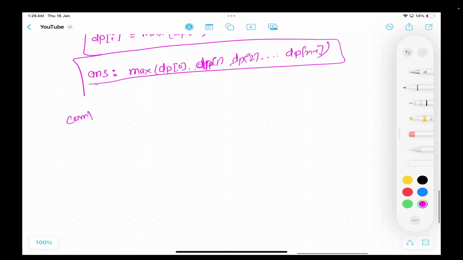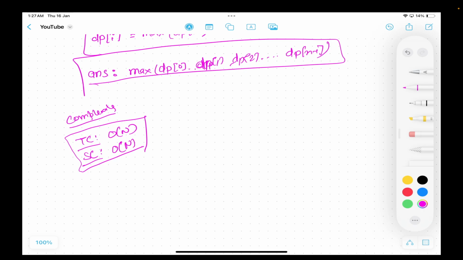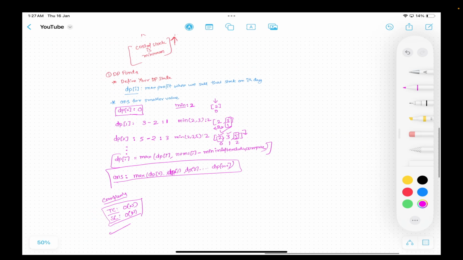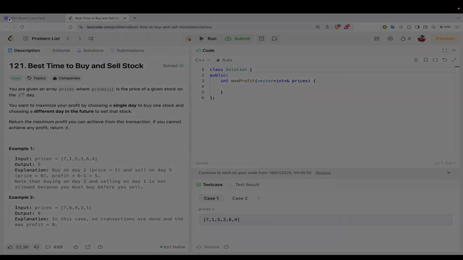अब कॉम्प्लेक्सिटी की बात कर लेते हैं। टाइम कॉम्प्लेक्सिटी ऑर्डर ऑफ एन हो जाएगी क्योंकि सारे पे आइटरेट करने हैं। स्पेस कॉम्प्लेक्सिटी ऑर्डर ऑफ एन हो जाएगी क्योंकि हम एक डीपी एरे बना रहे हैं। तो दिस इज द फाइनल solution of this problem. This problem is pretty easy, so that's why I'm not taking that much time. Let's directly jump into the implementation part.